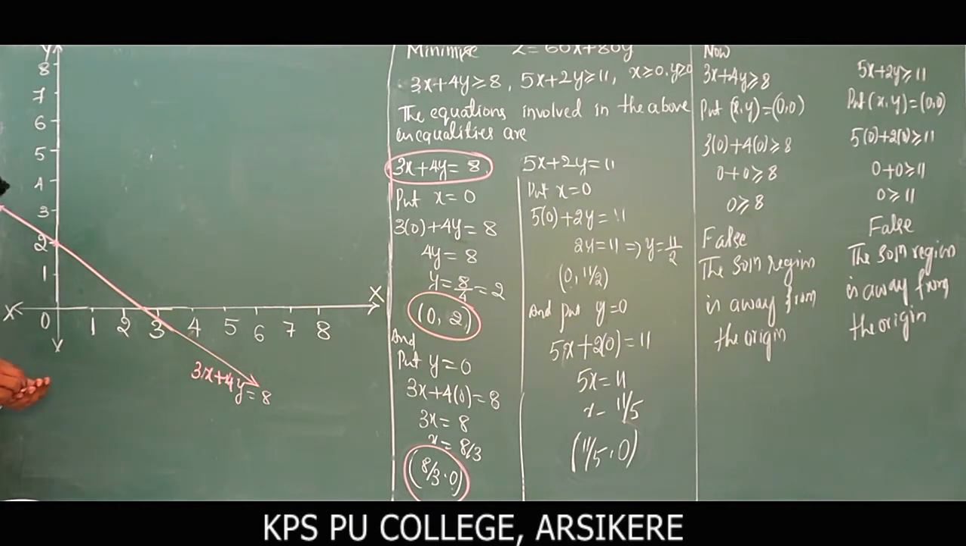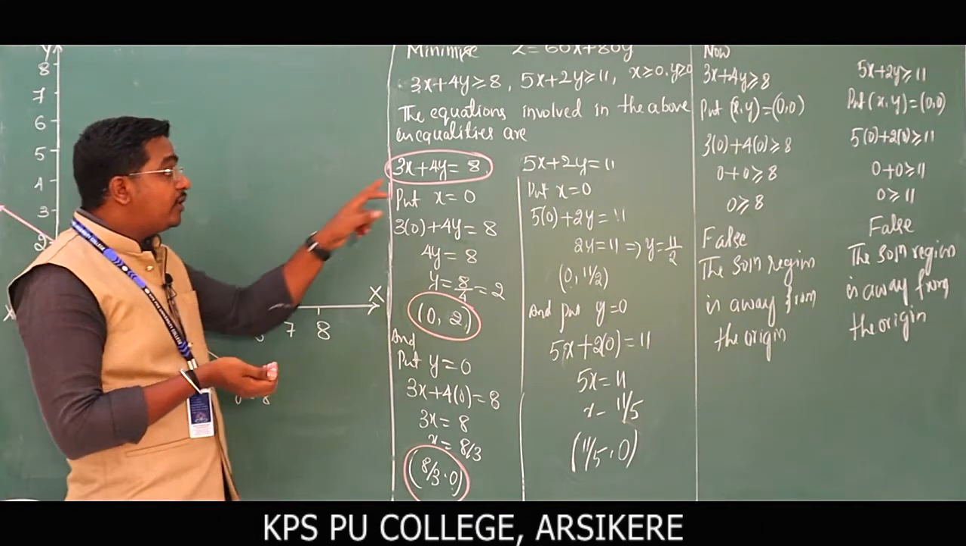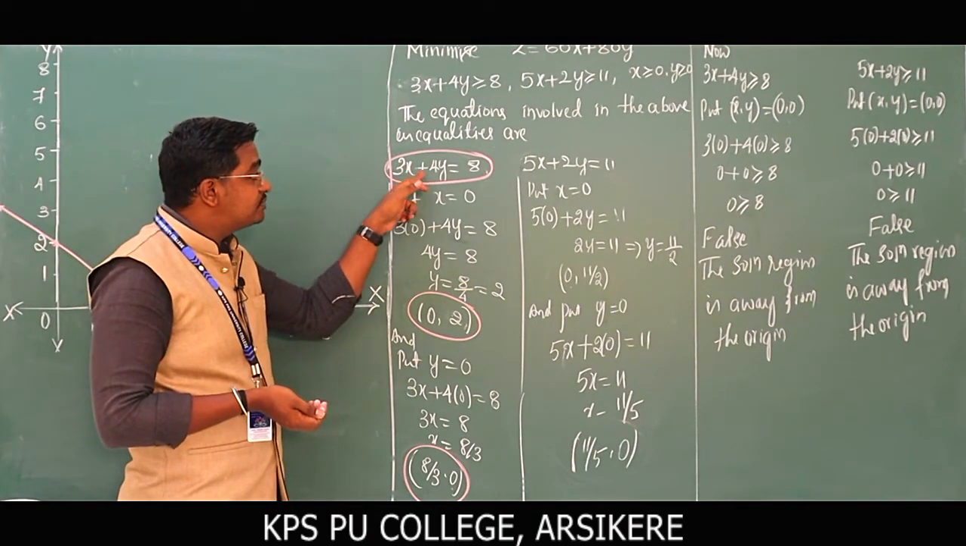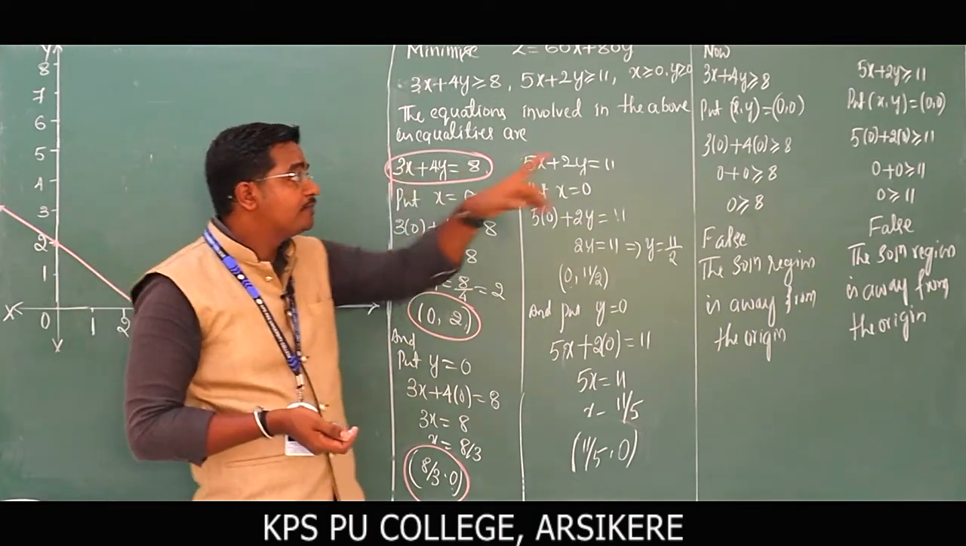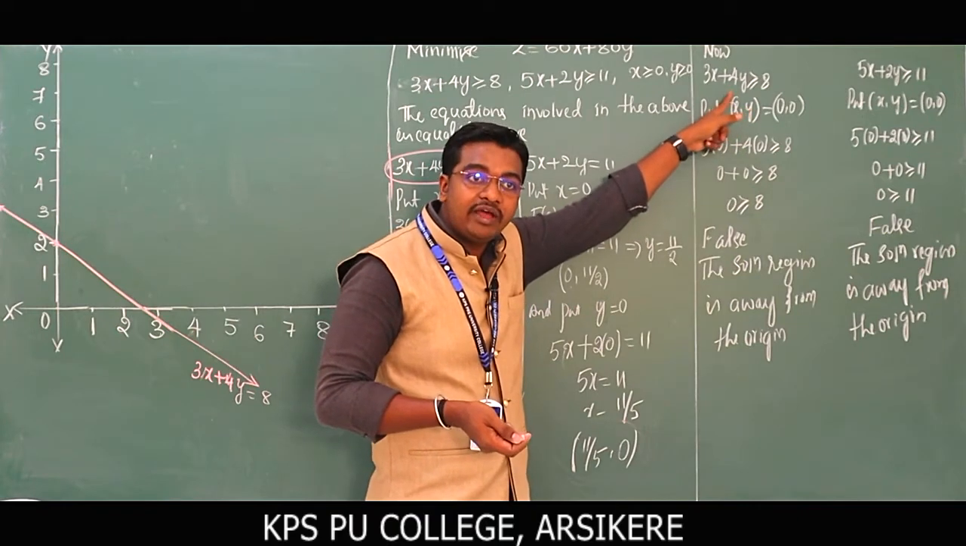So what about the next one? The next step is, what about the inequality of the corresponding equation here? 3x + 4y ≥ 8. This is the inequality here.